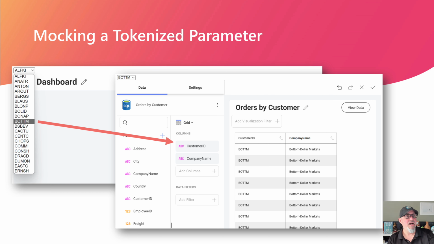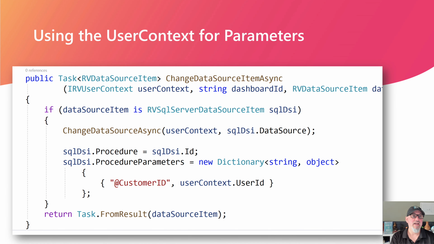So in this case, I have a drop-down with all of my customers, and then when I go to create a dashboard, I'm only allowed to see that specific data. So we're going to create a few drop-downs today, and you're going to see how you can pick up whatever's passed from the client, use it in the server however you'd like. And then in the case of executing that specific query, I pulled in that username. I'm assigning it to the user ID in my user context, and then I'm using it here in my SQL DSI procedure parameters.